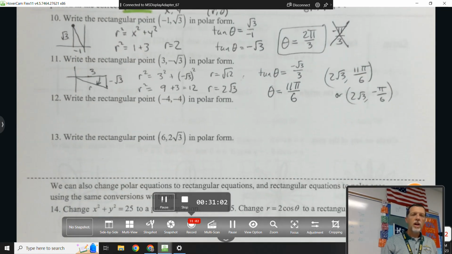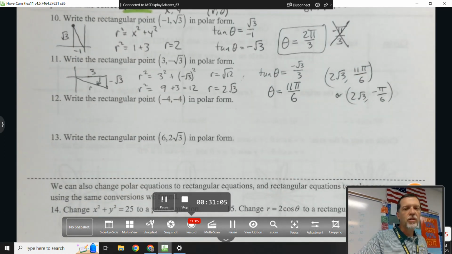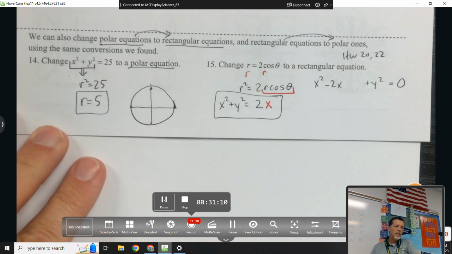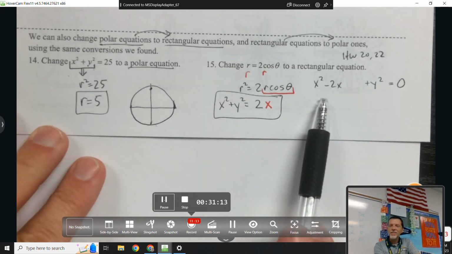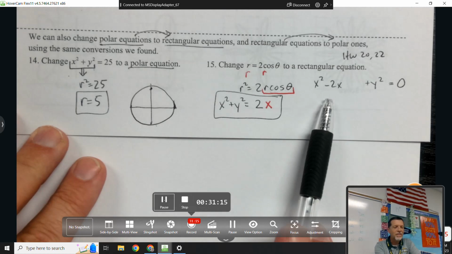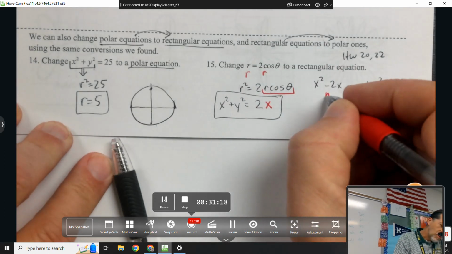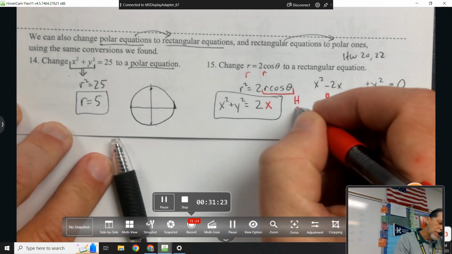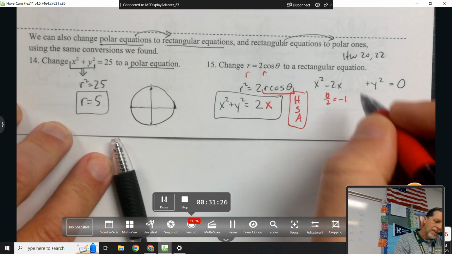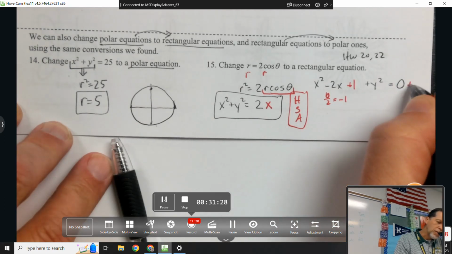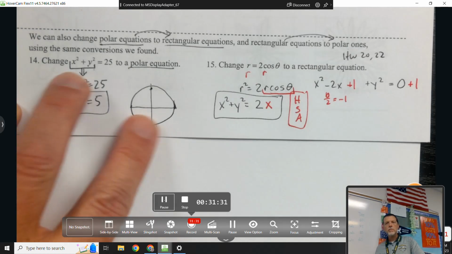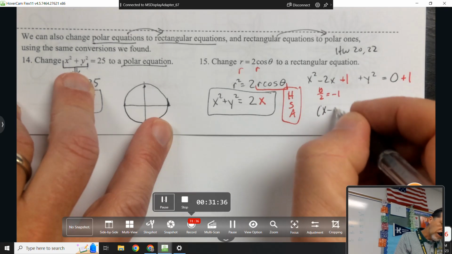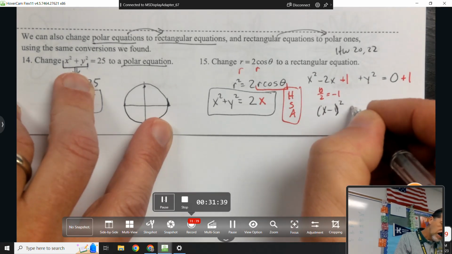All right, try number 12. I'm not going to do anything on number 12. You try number 12. Does anybody know what I'm about to do here? Complete the square. So half of b is negative 1. Half it, square it, add it is the key part of completing the square. Square it, we get positive 1, and then add it to both sides. So x minus 1 squared plus y squared equals 1.